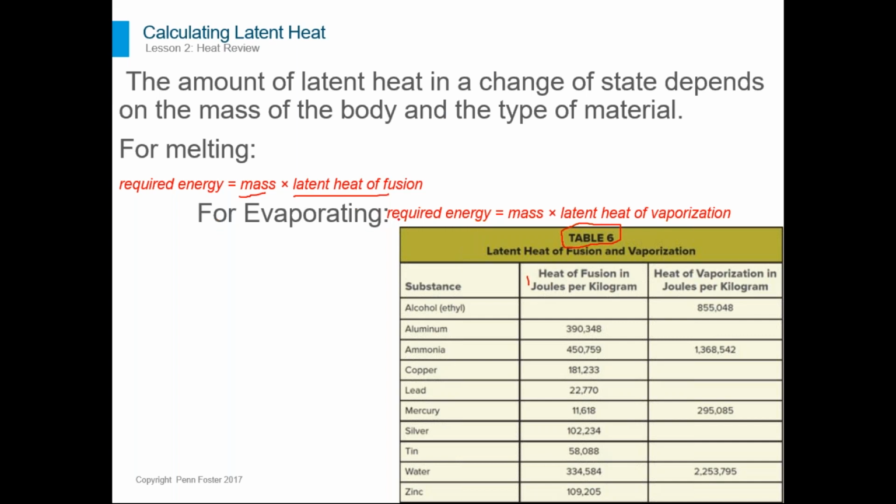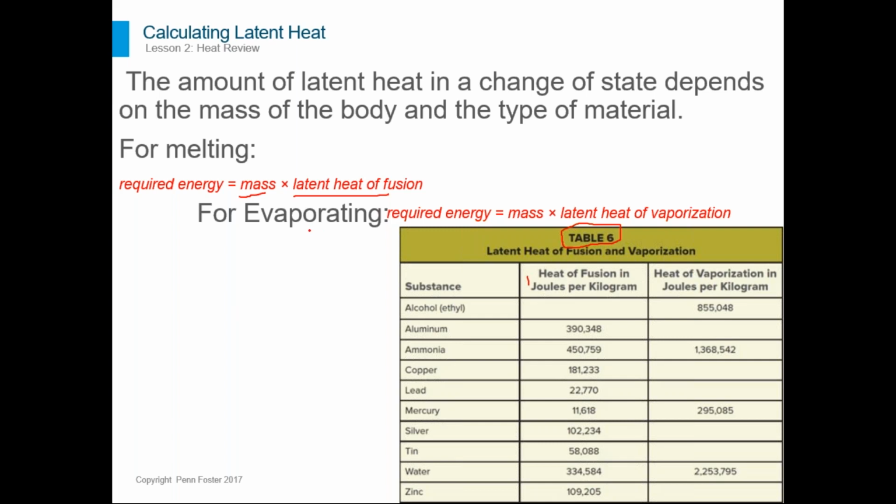And then for evaporating or boiling, you have mass times the latent heat of vaporization. So the words boiling and evaporating and vaporization are kind of used interchangeably. They technically mean different things, but your text tends to use them to all mean the same thing because they do all mean going from a liquid to a gas. So you might see those words. I talked about boiling point. It could also be called the evaporating point or the vaporizing point.